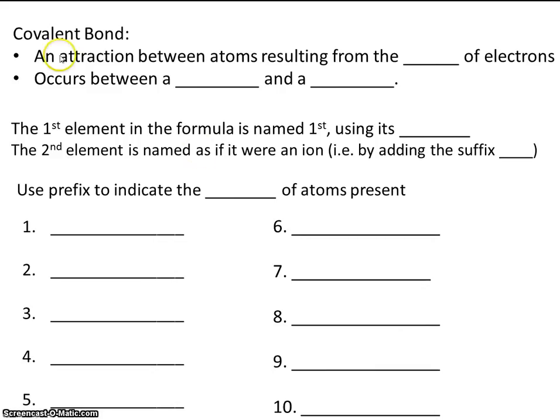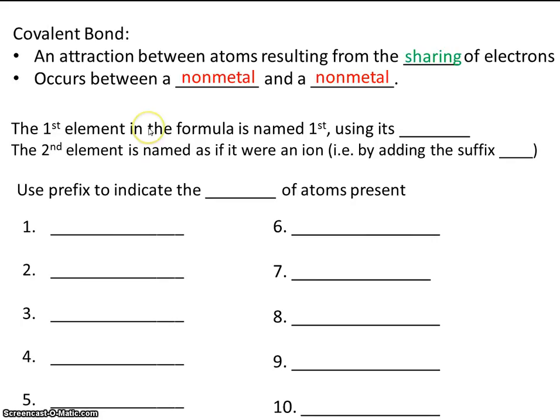Let's contrast that with a covalent bond. That's an attraction between atoms resulting from the sharing of electrons, and it occurs between a nonmetal and a nonmetal. So here's the distinction. This is between two nonmetals. An ionic bond is once again between a metal and a nonmetal. So if there's a metal involved, you know right away it's an ionic compound. If there's only nonmetals involved, well, that will be a covalent bond.